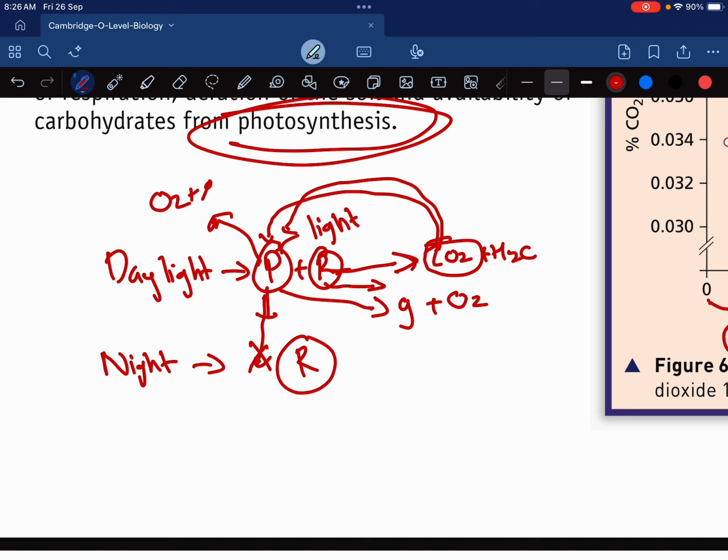Now what I want you to know is, since carbon dioxide is being used up, कार्बन डाइऑक्साइड के लेवल्स को क्या होना चाहिए, डिक्रीज. रेस्पिरेशन से जो भी कार्बन डाइऑक्साइड प्रोड्यूस हुआ, वो फोटोसिंथेसिस में तो यूटिलाइज हो गया ना, तो कार्बन डाइऑक्साइड डिक्रीज.